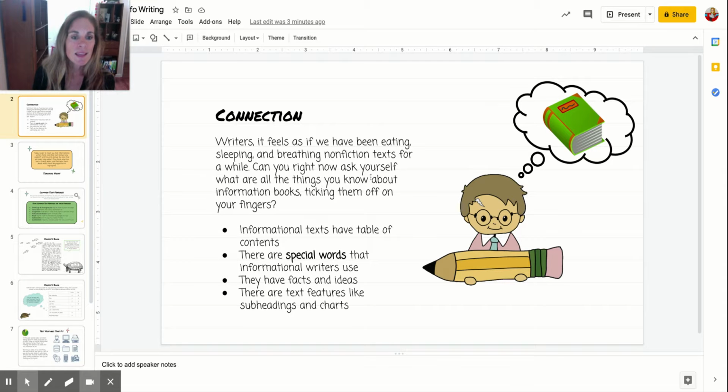So we know that there are a bunch of different parts of information books, right? There's information text, there's the table of contents. There are special words that you only use with this particular topic. They're particular to that topic. There are facts and ideas. We've talked about that. That's the third one, sorry. And there are text features like subheadings, there are charts, there are little fact bubbles, diagrams, all kinds of things, right? So today we're going to focus on that part of your information writing.